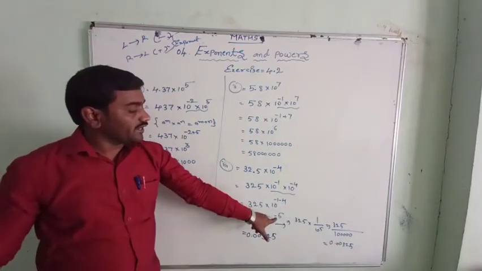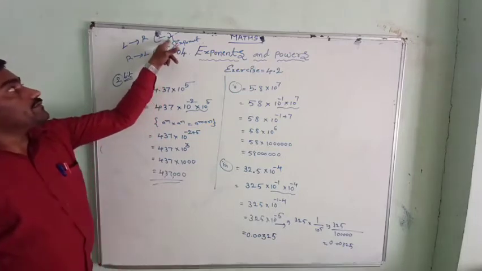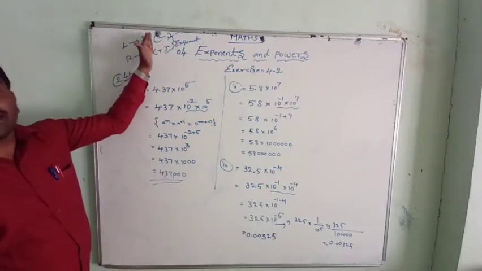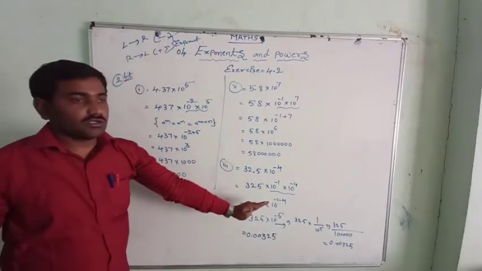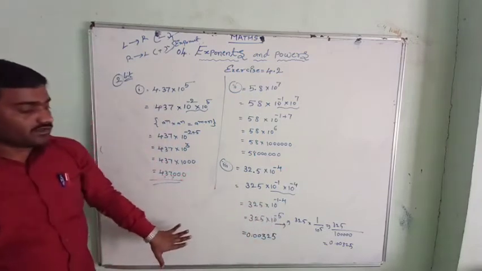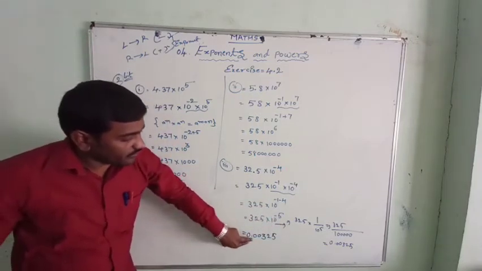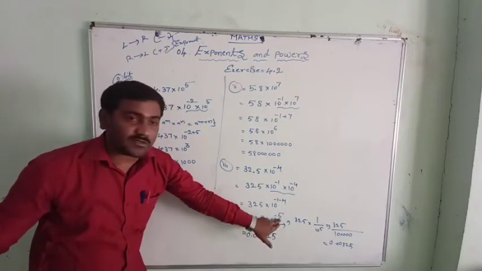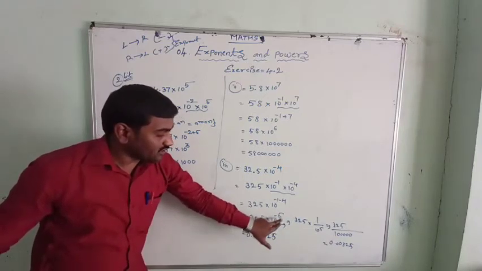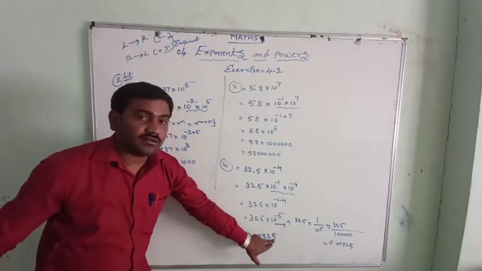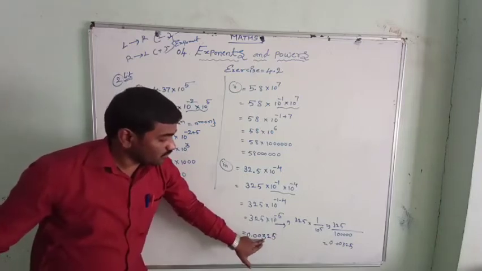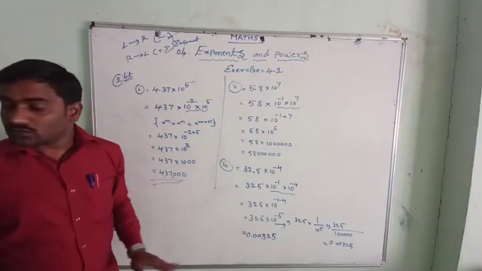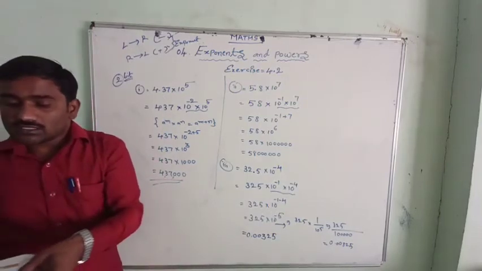Or otherwise, when the digit is moving from left to right, you will get a negative exponent. So you have to count in the same way, from left to right, how many digits should be there? 5 digits should be there. Then only it will be satisfied here. So here minus 5, there should be 5 digits to the left side: 1, 2, 3, 4, 5. It is satisfied. So in that way we can do this.